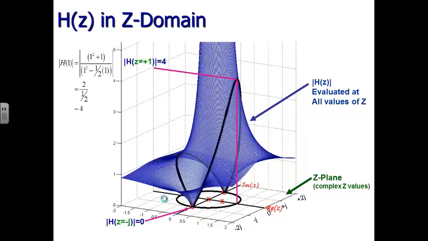And then if I want to know what is the magnitude of H of z at z equals plus 1, well, I can plug in z equals plus 1 in my H of z formula and find it, or we could go to z equals plus 1 and see how high the sheet is there and measure that. Monday we're going to connect this rubber sheet to the frequency response, but for today let's just get comfortable with what we're looking at here.